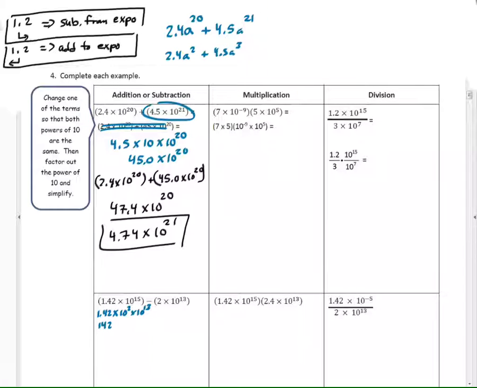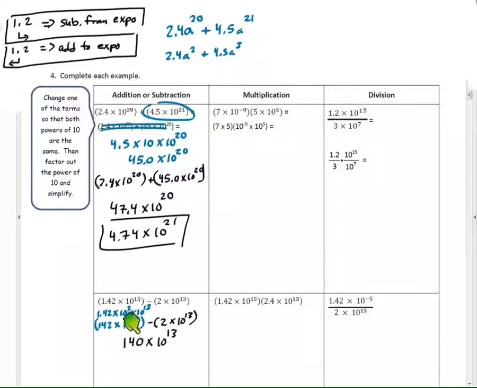So I have 142 times 10 to the 13. Now my exponent on the 10 is the same as the other one. So now you can subtract. Now I can subtract numbers in front. So what is 142 minus 2? 140. Remember, this is like a variable, and this is like a variable. It's like an a. Okay? So you just have to subtract the coefficients, which in this case is 142 and 2. You get 140 times 10 to the 13.